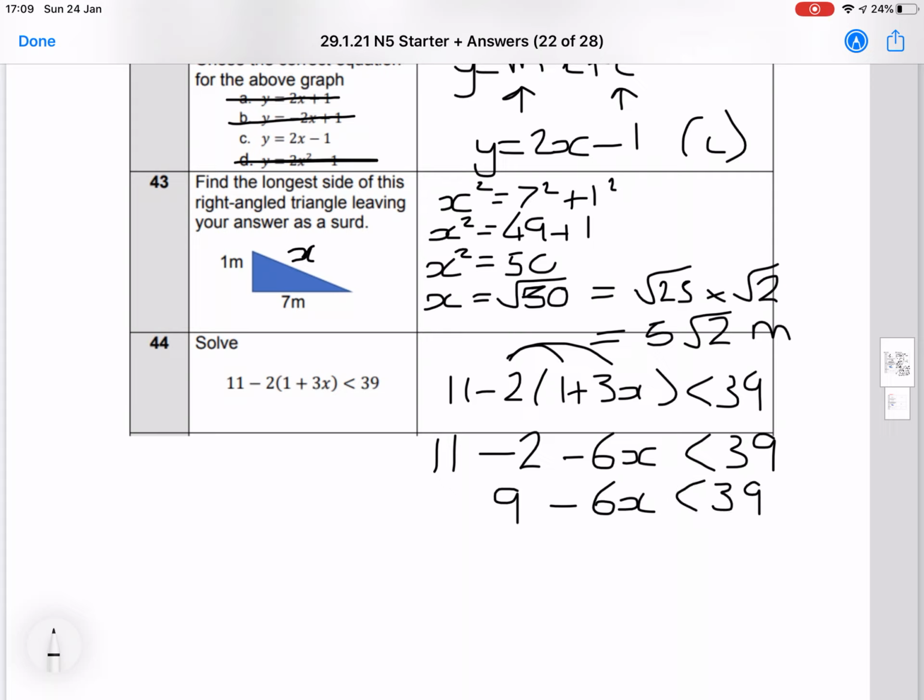We need to get the letter term on its own, so the 9, we don't need that, so we'll take off 9 from both sides. So minus 6x is less than 30, and then we're dividing by minus 6. So remember, when you divide by a negative number, you have to flip your inequality sign around, so x will be greater than minus 5.